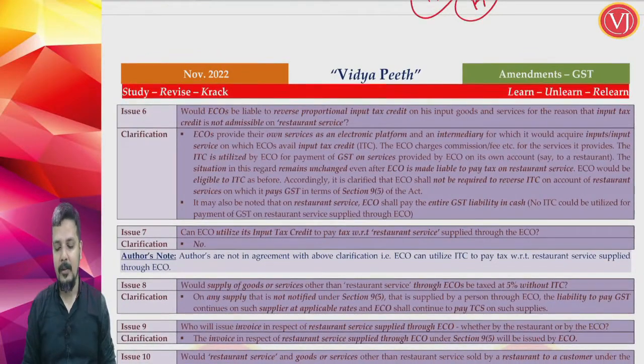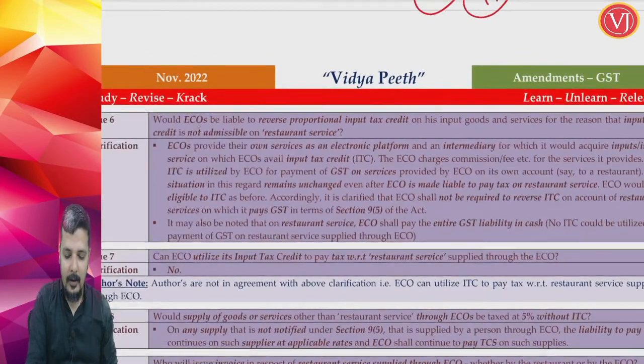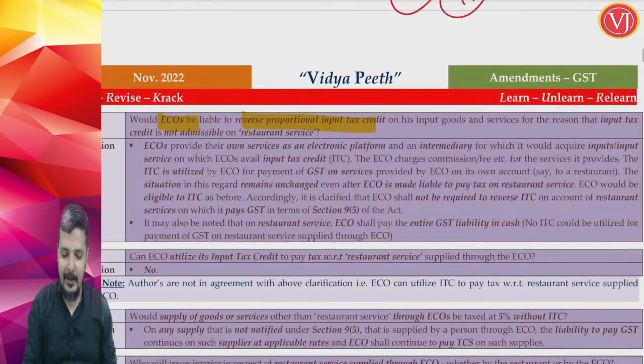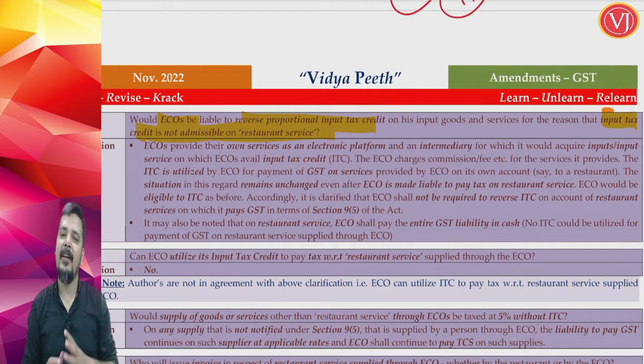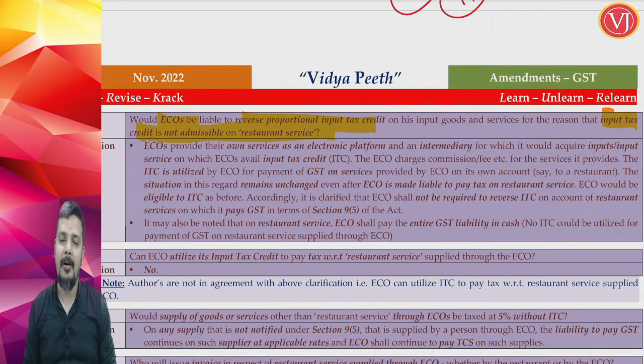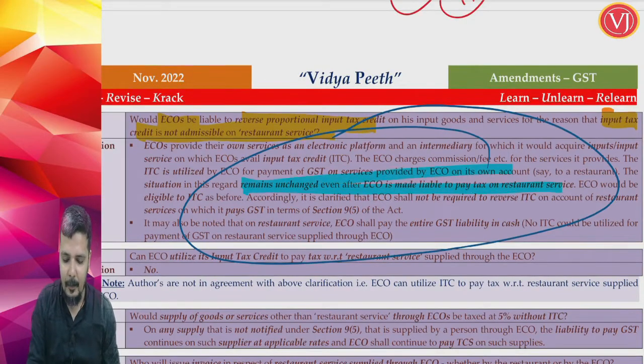Now the next question that came up is whether ECO is liable to reverse proportionate input tax credit for the reason that it cannot take the credit for restaurant services, whether there is any ITC implication. What is the implication on ITC when you talk about the electronic commerce operator, because it is paying GST on behalf of the restaurant? So whether it will change anything on its input tax credit. If you read this entire clarification, it tells that there is no change in input tax credit.